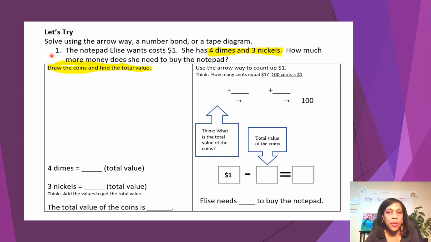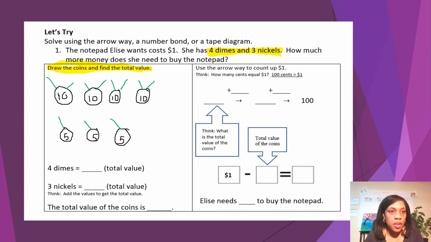Well, the first thing I need to figure out is how much money she has in all. So let's do that first. In this section here, we're going to draw the 4 dimes and the 3 nickels. So we have drawn the 4 dimes and the 3 nickels. Each dime is worth 10 cents and each nickel is worth 5 cents. So I put my little antennas on because I know that each antenna is a count of 5. That is why my dime has 2 antennas, 5, 10, and my nickel only has 1, 5.